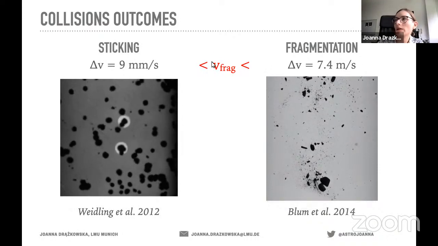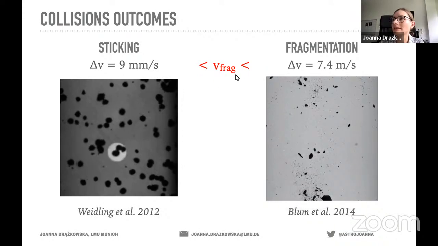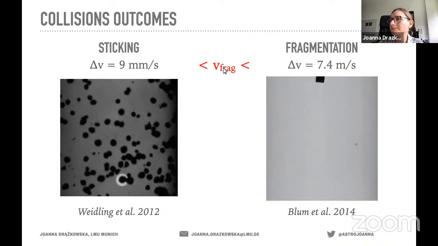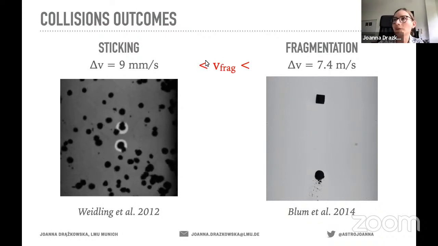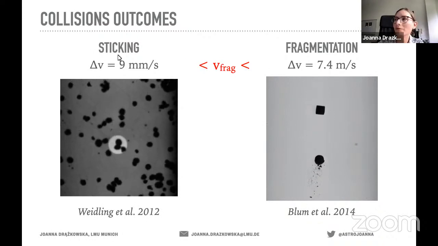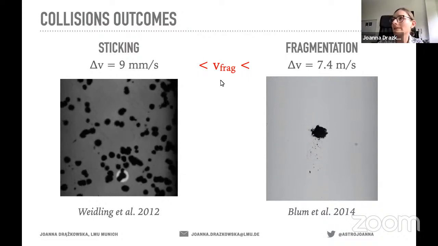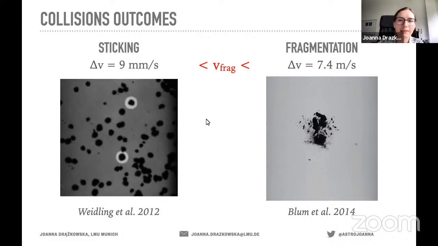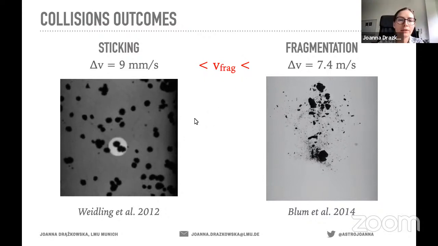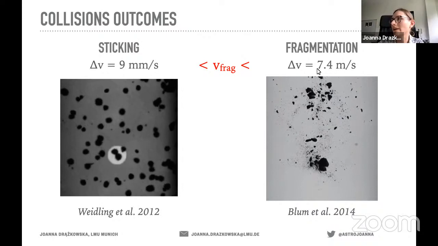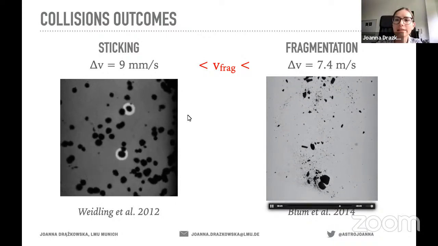So in our dust coagulation models, we use this parameter that is called the fragmentation threshold. And that basically is our boundary between the positive collision outcomes and the negative collision outcomes. And you may remember from the slide on radial drift that the radial drift alone was producing velocities up to 30 meters per second, so much higher than this fragmentation threshold velocity.